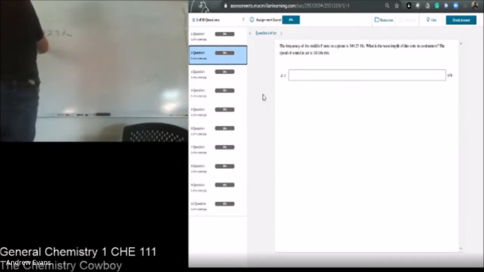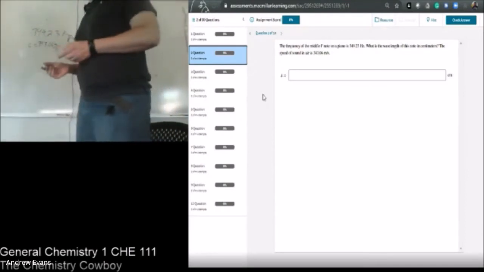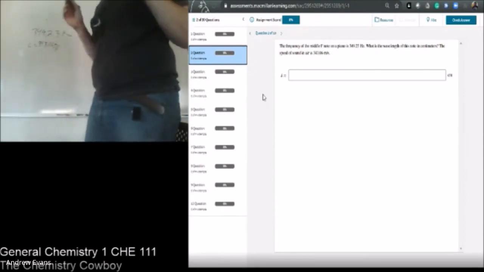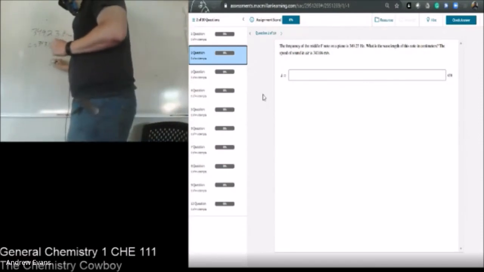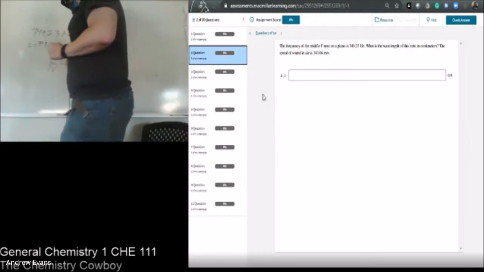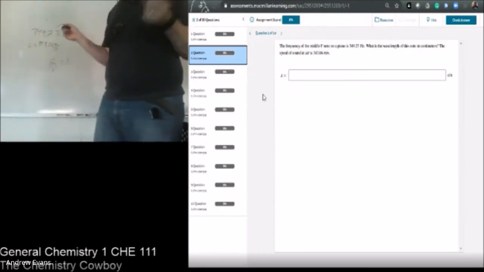And they give us the speed of sound is 343.06 meters per second. That won't change. That's the speed of sound. So the big difference here is instead of the speed of light, we're dealing with sound. But the same equation still holds true. C equals frequency times wavelength. So if I divide both sides by frequency, I should get wavelength.